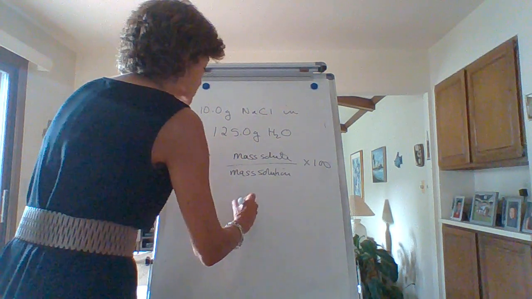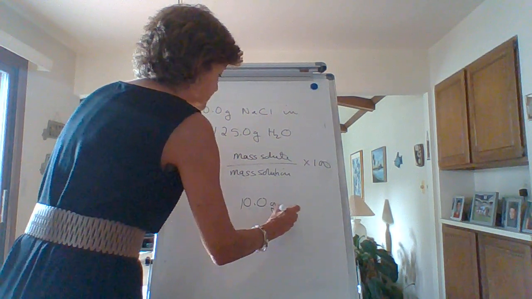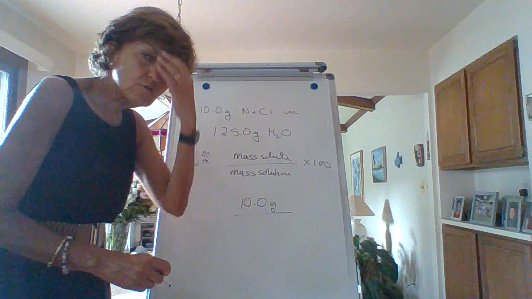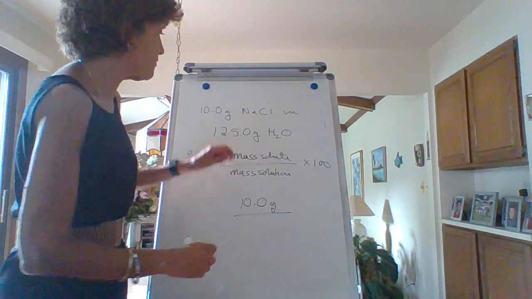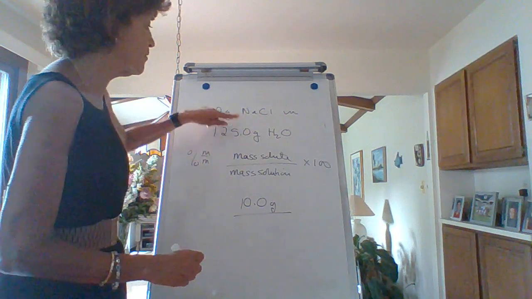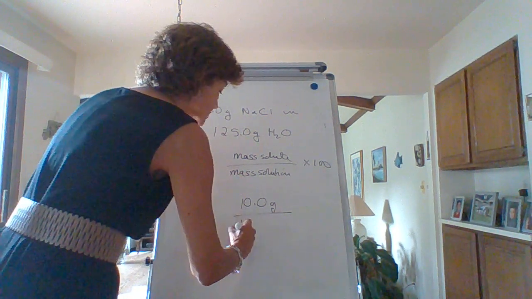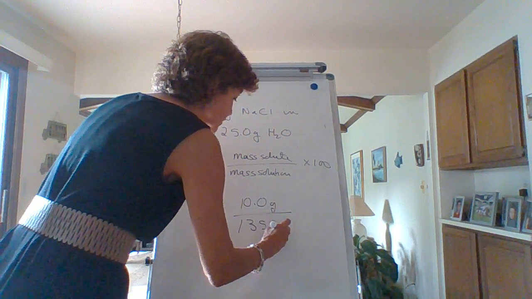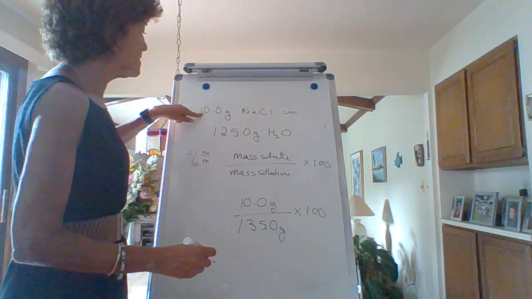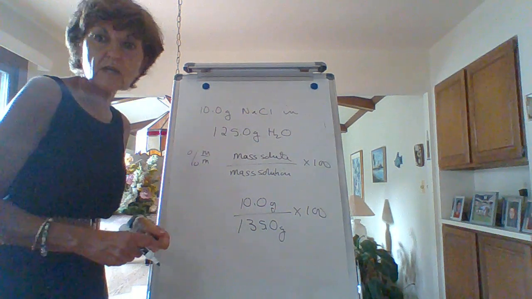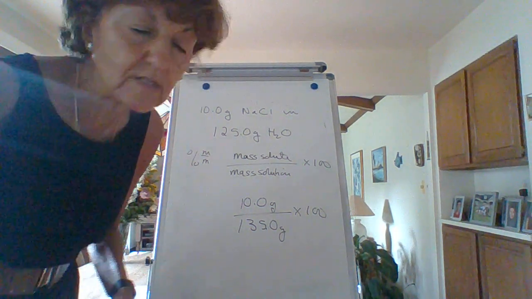So you put your 10 grams up here. What's the mass of the solution? Water is not the solution. Water is the solvent. So you have to add the solvent with the solute to get the solution. So down here you put 135.0 grams times 100. This is 3 sig figs. This is 4 sig figs. You're going to have to round your final answer to 3 sig figs.